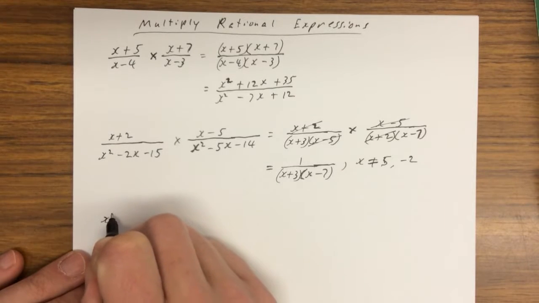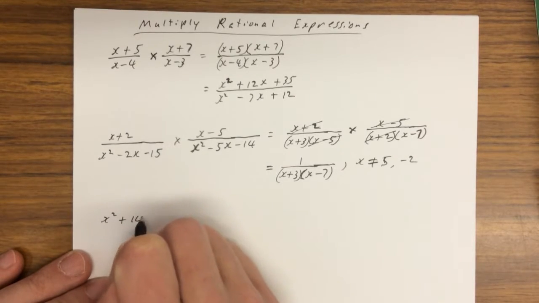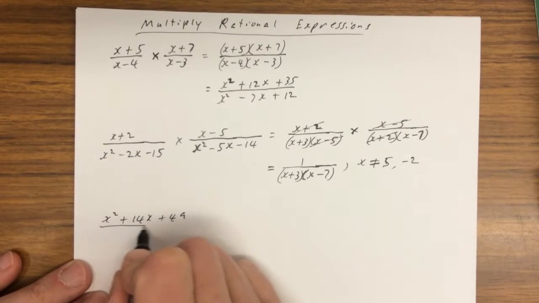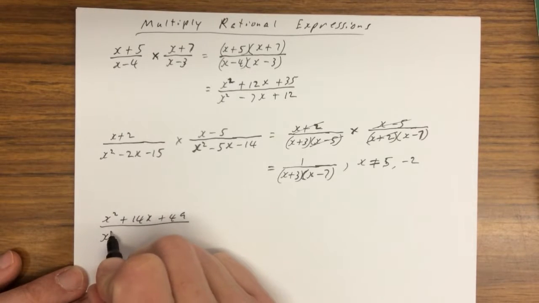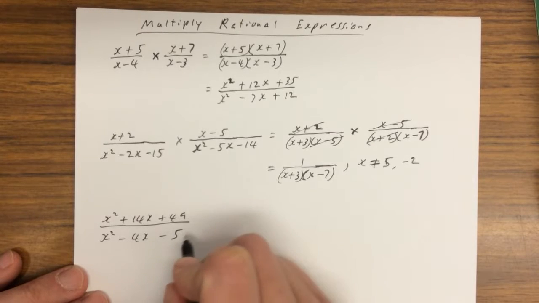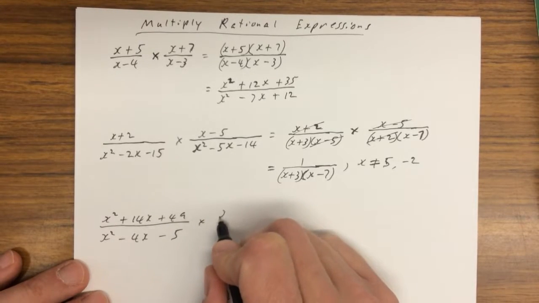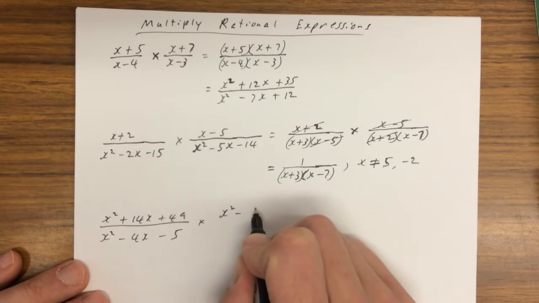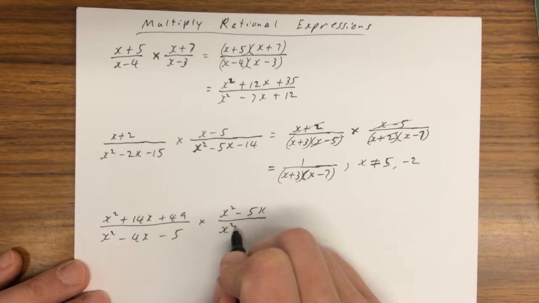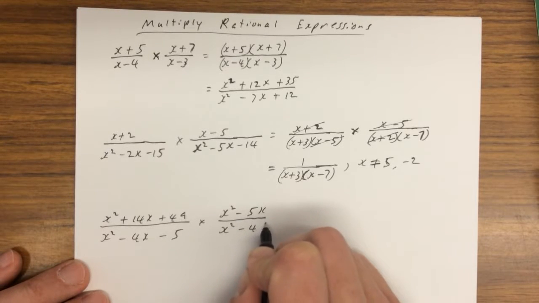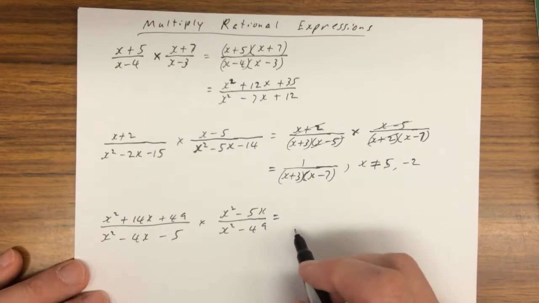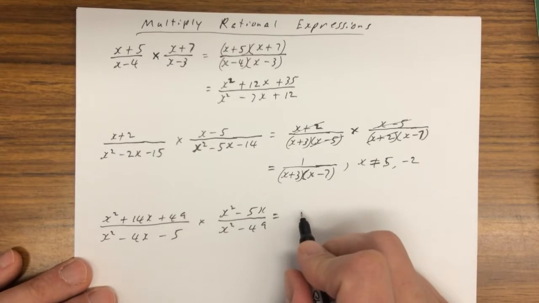Okay. What about this one here? Getting a little bit harder each time. x squared plus 14x plus 49 all over x squared minus 4x minus 5 times x squared minus 5x all over x squared minus 49. Well, again, we want to factor these two rational expressions, so factor the top and the bottom.